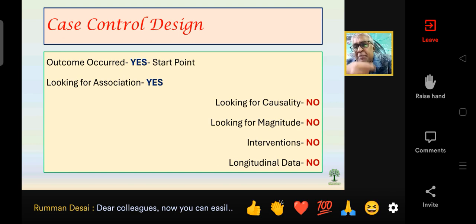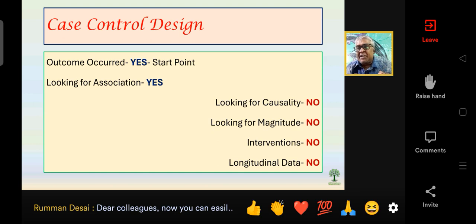If you're looking for magnitude, if you also want to report the prevalence or the incidence, you can't, because you are choosing a set number of cases and controls. So you can't really tell the incidence or prevalence in the population. And this is an error that keeps coming in dissertations, where in a case control design, you will have the statement that the prevalence of the condition or the incidence of the condition is X%. Not correct. You can't do that in a case control design.